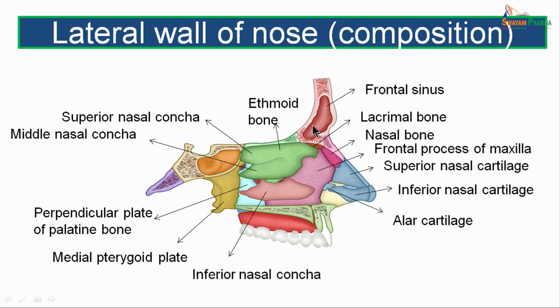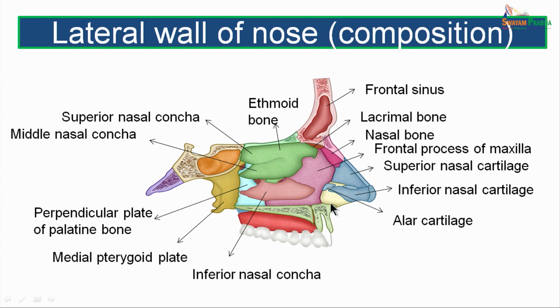The bony components, what we see here anterior most is the nasal bone, the lacrimal bone, the frontal process of maxilla, the ethmoid bone and the labyrinth of ethmoid which gives rise to the superior nasal concha and the medial nasal concha, the inferior nasal concha which is an independent bone. Posteriorly, we have the perpendicular plate of palatine bone and the medial pterygoid plate. These are the bony and the cartilaginous components of the lateral wall of the nose.